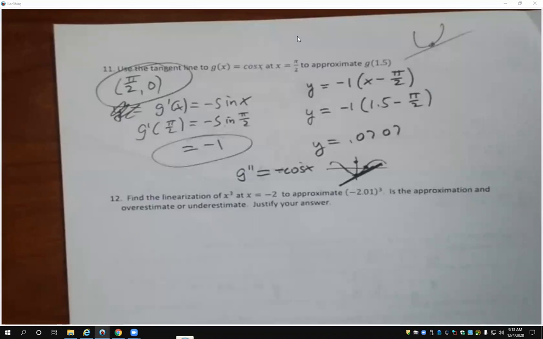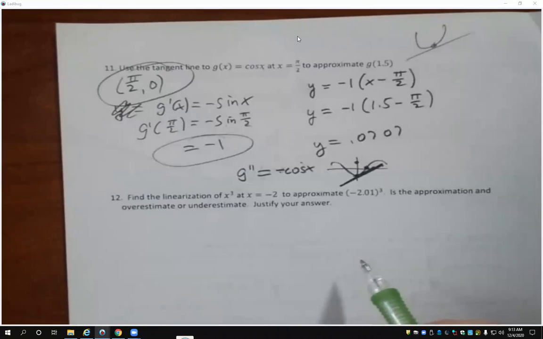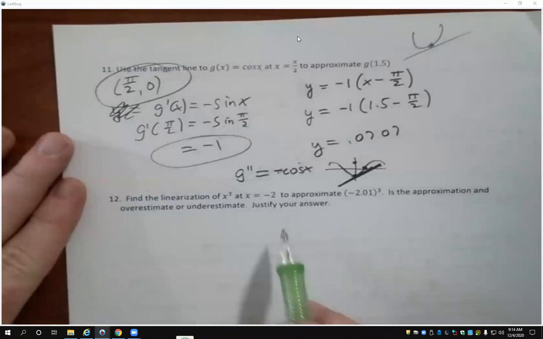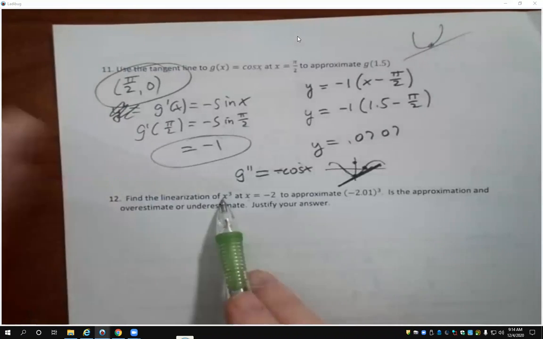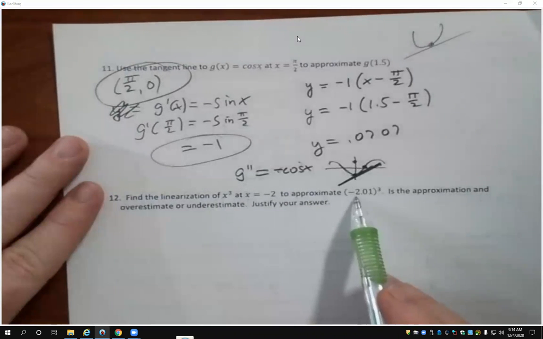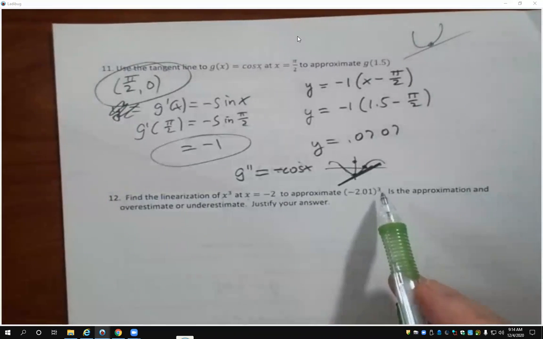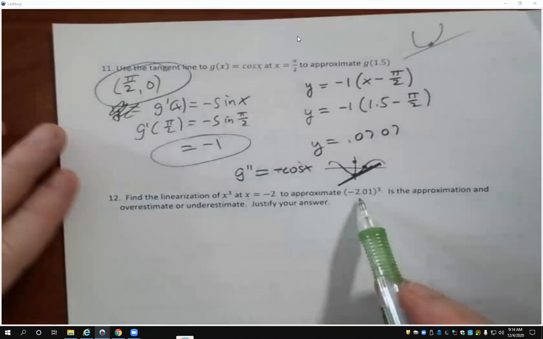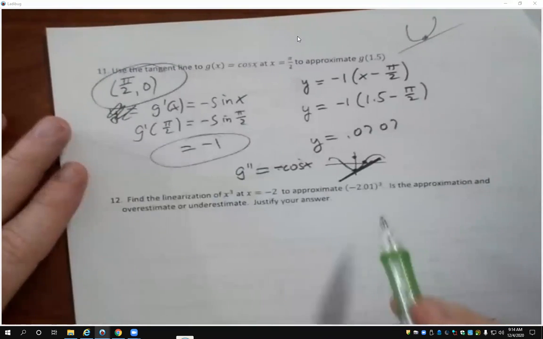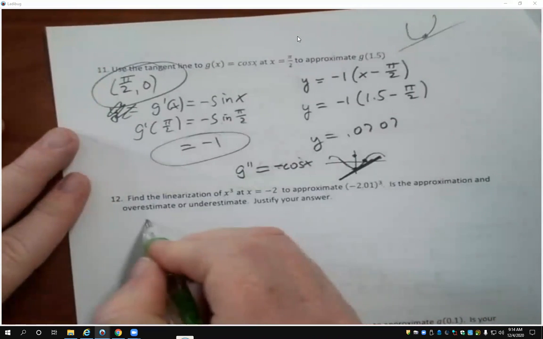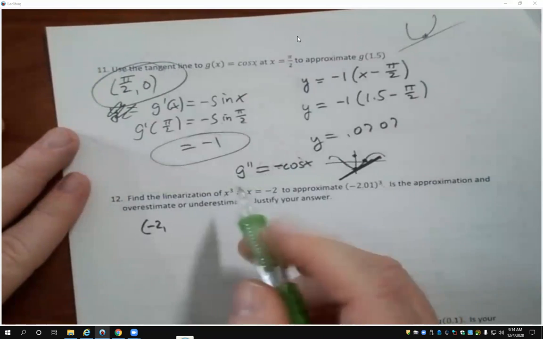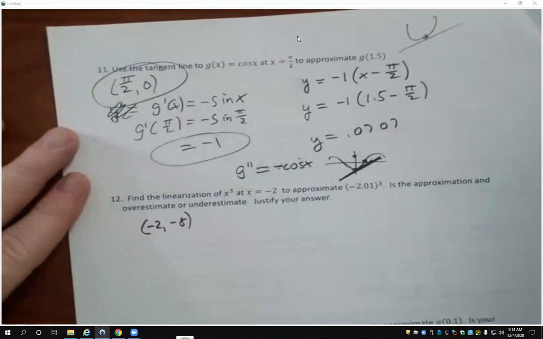All right, we'll just do number 12, the last one. We'll skip 13, but it's the same process, right? We know negative 2 cubed is negative 8. We don't know what negative 2.01 cubed is. It's obviously close to negative 8, but we don't know exactly. Well, again, we use linear approximation to find that by finding our tangent line. So the first thing is we need our point. Our point is negative 2, negative 8. We need our slope.